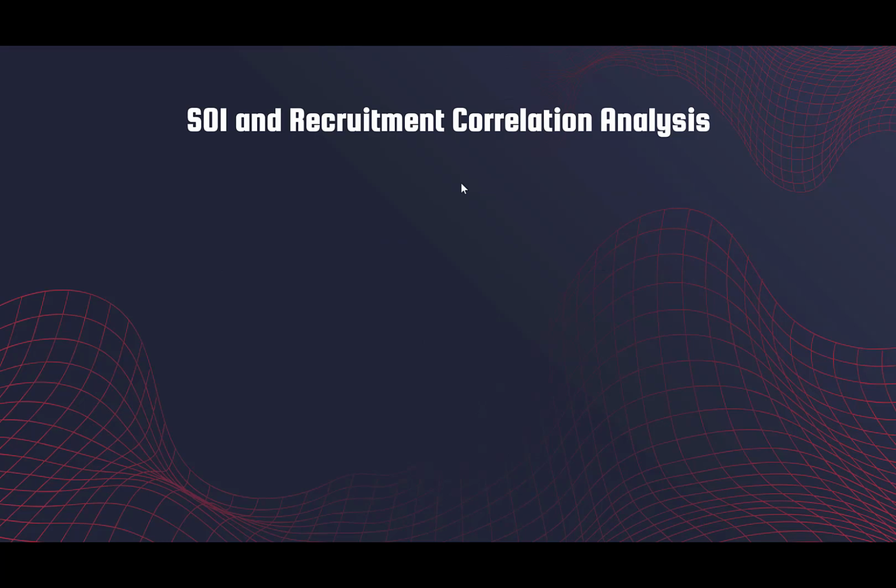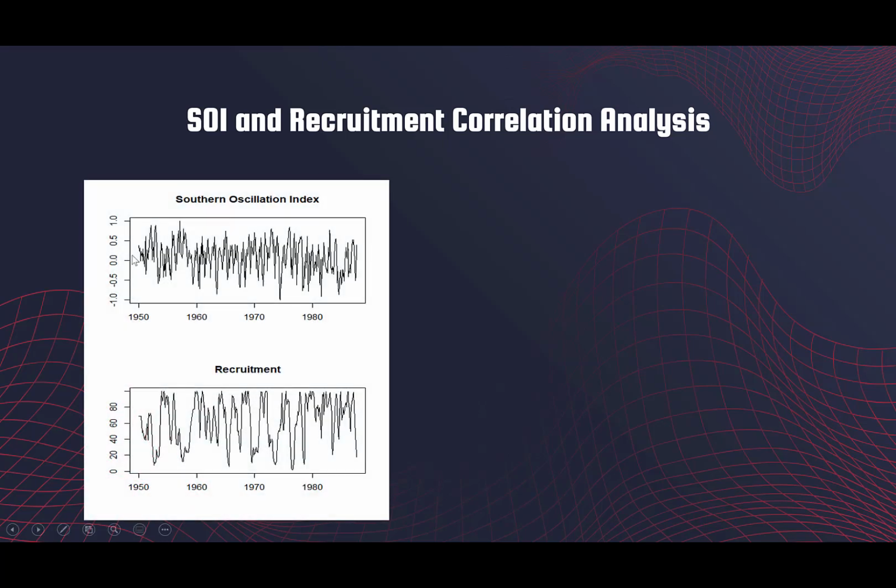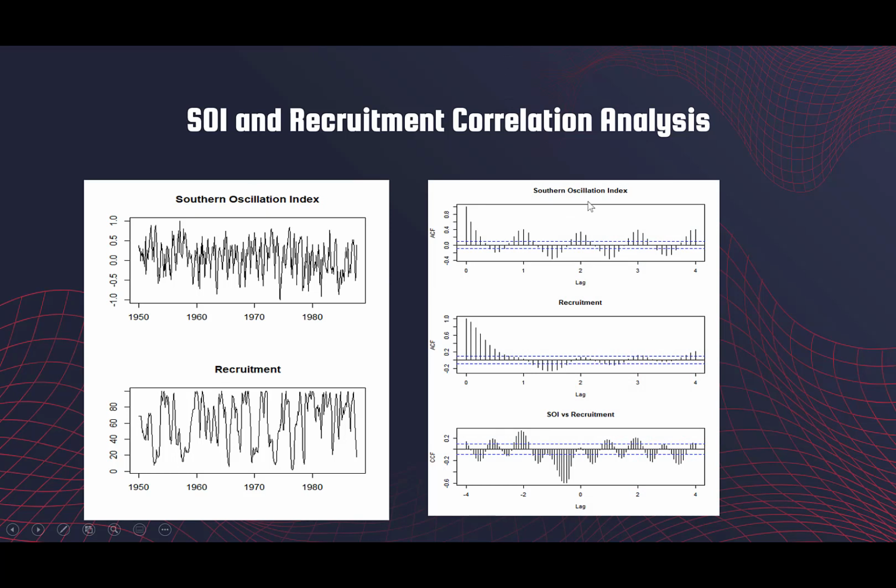We'll take a look at an example though. Remember the Southern Oscillation Index, or the SOI, and the recruitment data set. I think SOI reflects the air pressure changes, which reflects the surface temperature of the ocean, and recruitment is basically the number of new fish. So we have two time series. We have the autocorrelation for SOI, the autocorrelation for recruitment, and this is the cross-correlation function.